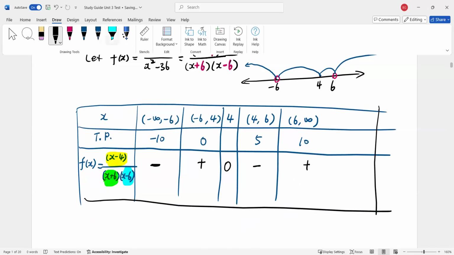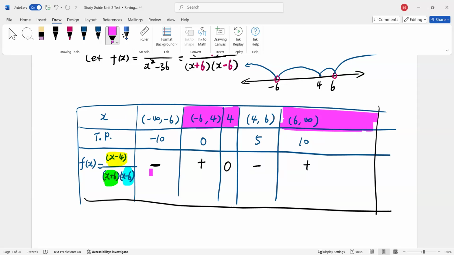The last row. I'm going to use a strong color. This is negative, we don't need it. This one is positive. This one is 0. Positive or 0, that's fine. This is negative, we don't need it. And this is positive.